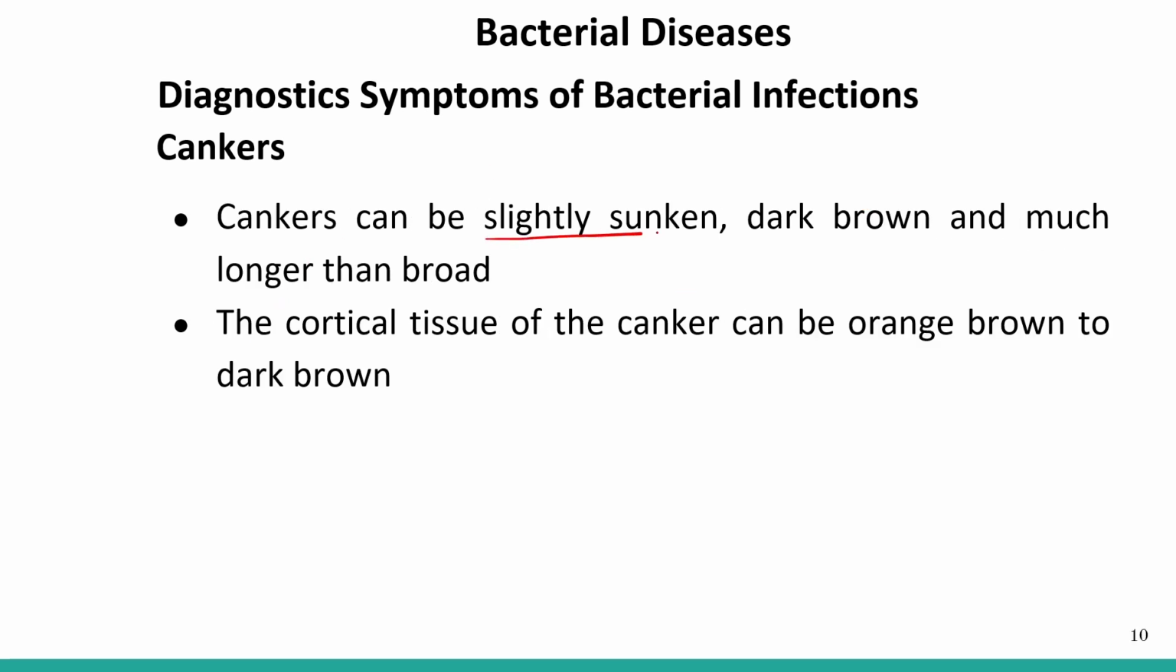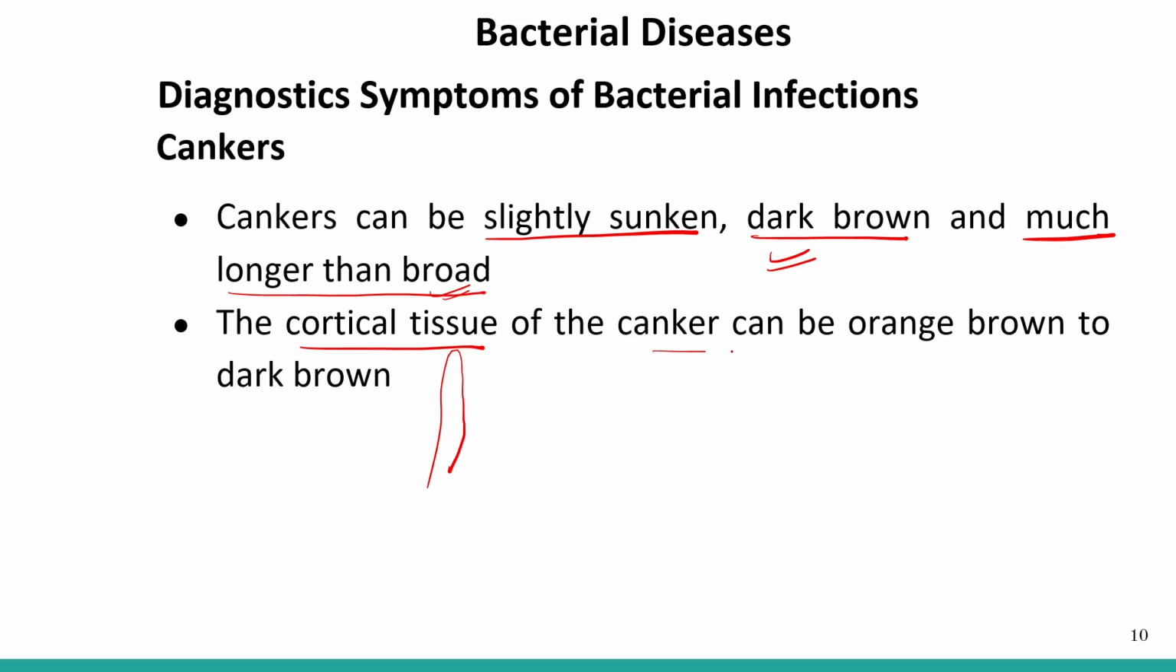Canker can be slightly sunken, dark brown, and much longer than broad. So they are quite longer. They are sunken. Sunken means they are depressed, right? Whether it is on the branch or the trunk, right? So they are dark brown in color and much longer than they are broad.